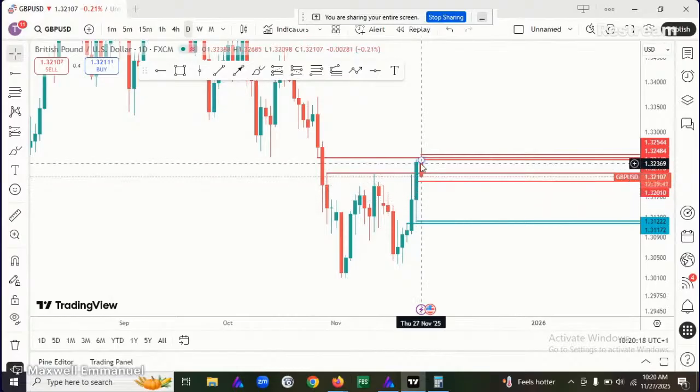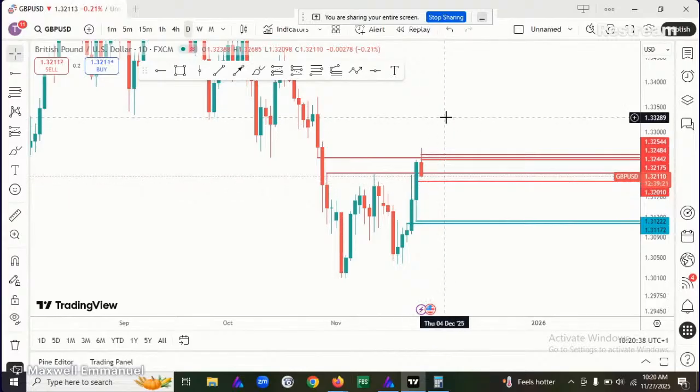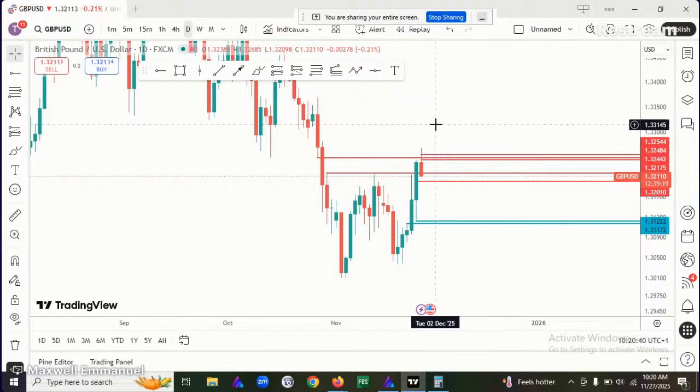Even today, if you had bought from this point, at least you would have made from 3236 to 3267. That's about 30 pips. But I always advise that you wait for price to pull back to the average value before you buy. Okay, so that is it for GBP USD.